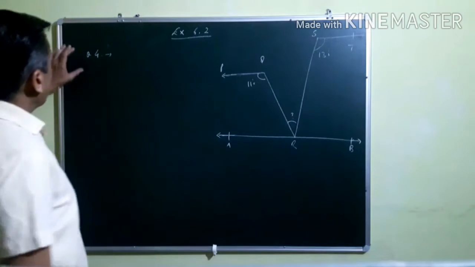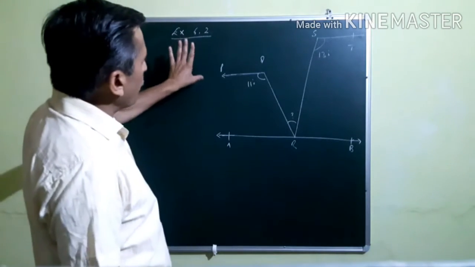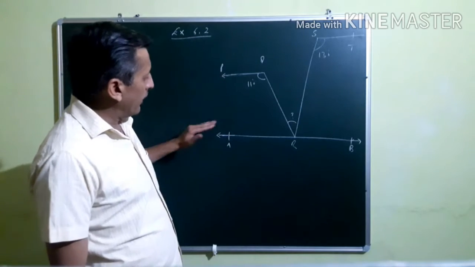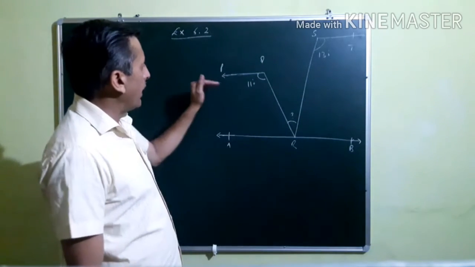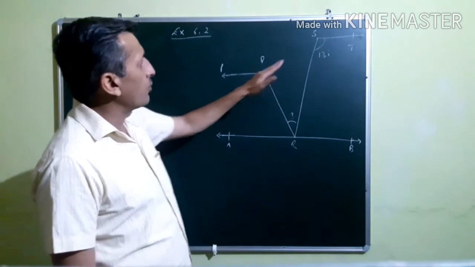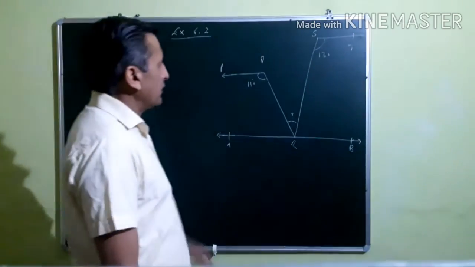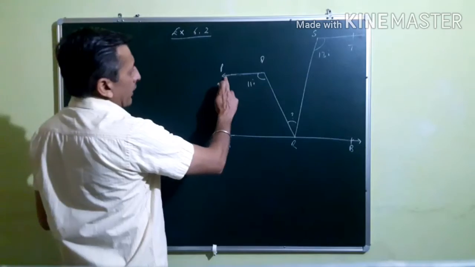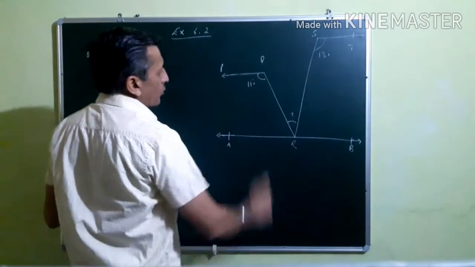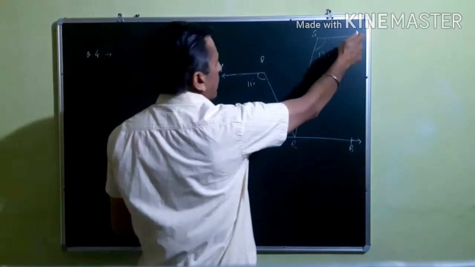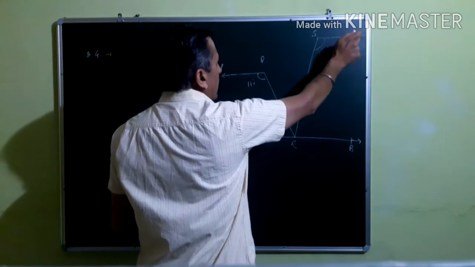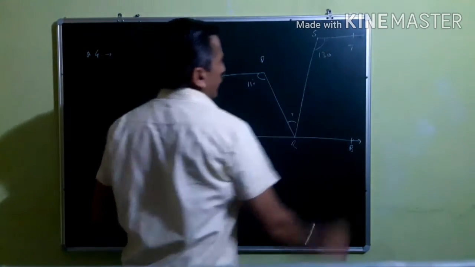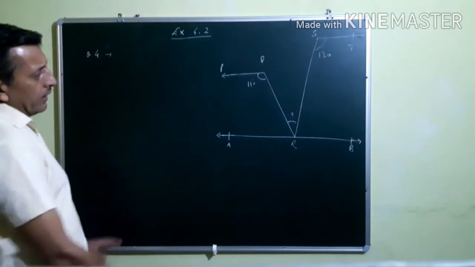Now this is question number 4 from exercise 6.2. He said that there is a line AB, another line PQ, and another line ST. Both the lines are parallel to this one, and the angle PQR is equal to 110 degrees, and another angle TSR is equal to 130 degrees. Then he said to find this angle.